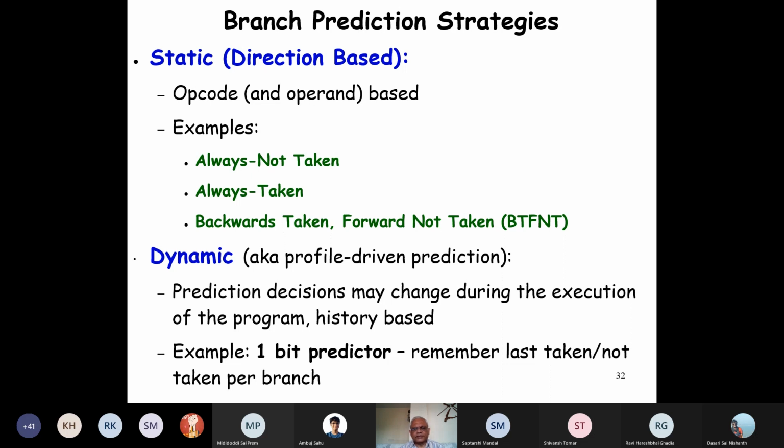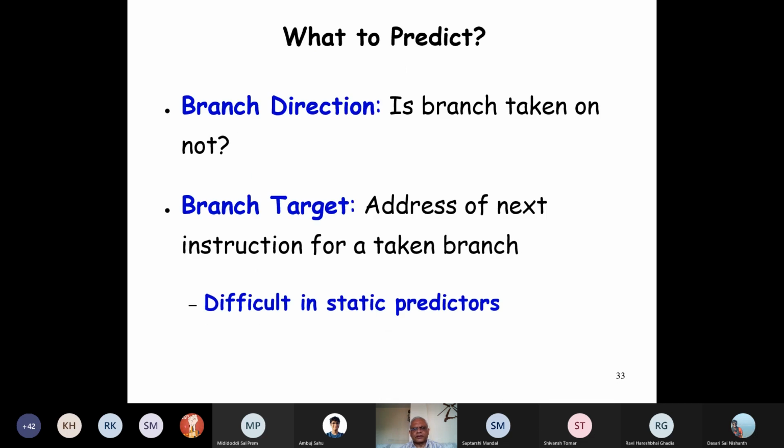And as I was saying, this can be very sophisticated, but we will restrict our discussion to the simplest dynamic predictor, which is called the 1-bit predictor. So here we maintain only one history: what the branch was doing last time. Was the branch last time taken or was it not taken? Based on that, we'll predict. This is the simplest dynamic predictor, and only this we'll discuss in this course. The 2-bit predictor, correlating predictor, and so on, we will not discuss.